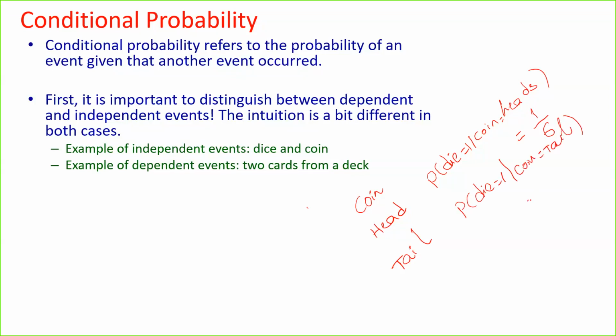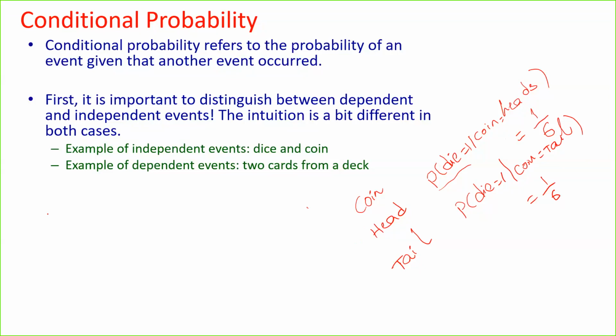1 by 6. Is it changing? No. Whatever is the outcome of the coin is not influencing the outcome of the die. Am I right? Right. So then we call them independent events. Is that clear, madam? Yes, sir. Absolutely. So now let us talk about the dependent events.